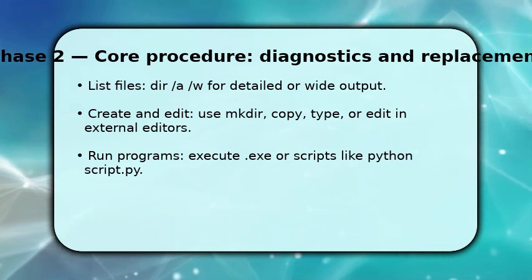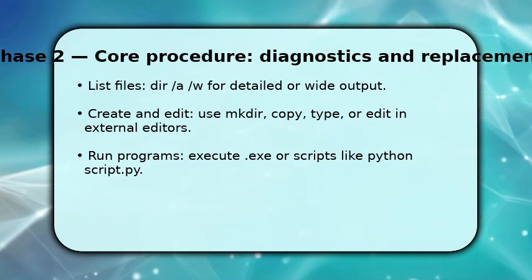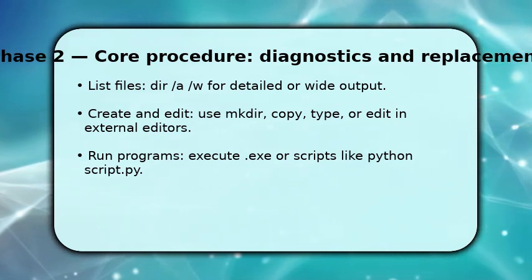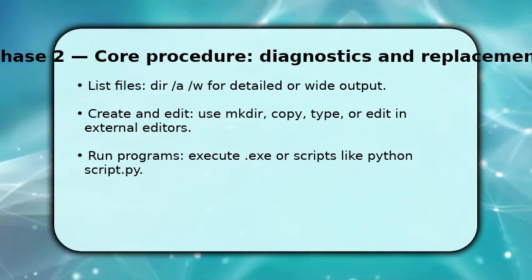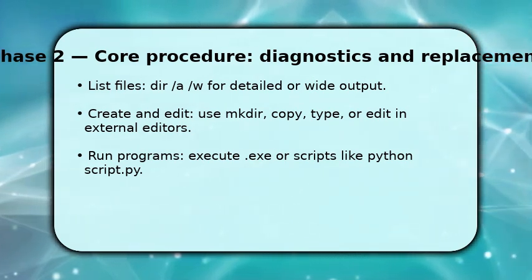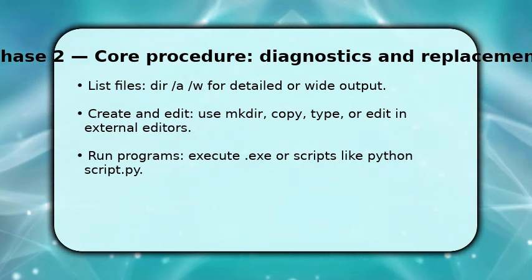When running programs, call the executable or the interpreter, for example python script.py. Use tab completion to speed typing and up arrow to recall previous commands. These techniques save time and reduce typos, making your workflow predictable and reproducible as you progress toward your goal.